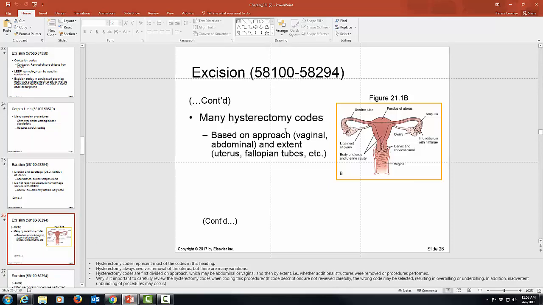Many of our hysterectomy codes are here. And again, based on the approach. Is it vaginal or is it abdominal? And what is the extent? Is it just the uterus, or does it include the fallopian tubes? The Quick Check 212 has some great explanation, and it really emphasizes that you need to know what the weight of that uterus was, because that's going to affect your codes. So you need to know the approach, you need to know the extent, and you need to know the weight of the uterus.